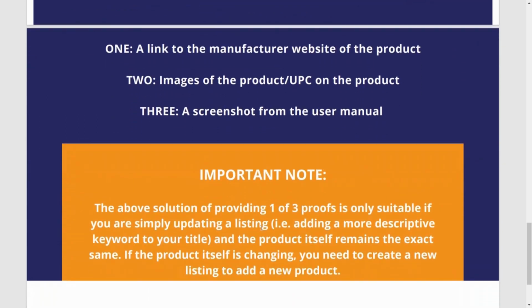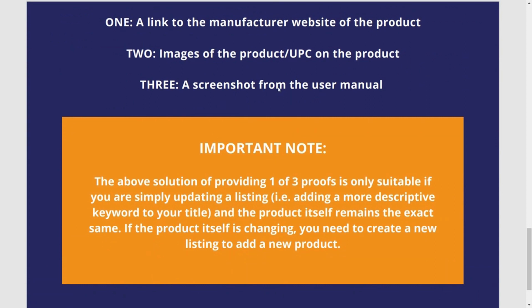Okay, so an important note here, this above solution that we just talked about, providing one of the three proofs, is only suitable if you are simply updating an existing listing. So let's just say you want to add a more descriptive keyword to your title. You want to change workout shoe to exercise shoe. Or you want to say workout and exercise shoe, something simple like that. But the product itself remains the exact same. So if the product itself is changing, there's a new ingredient or what have you, you need to create a new listing to add a new product.